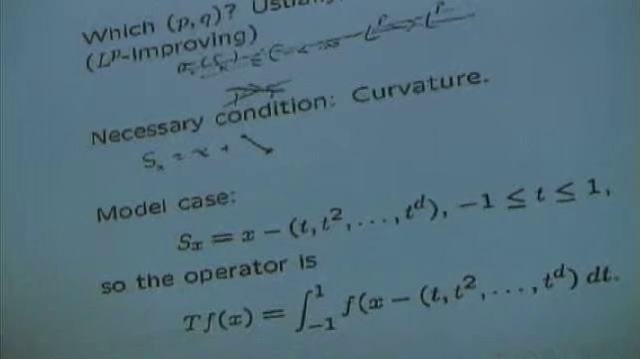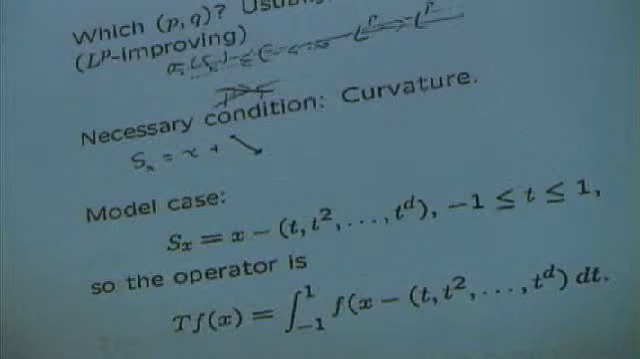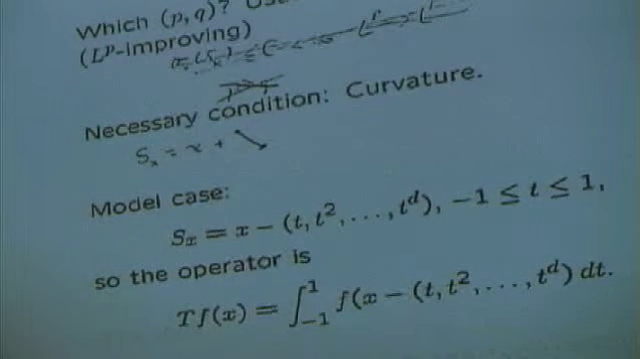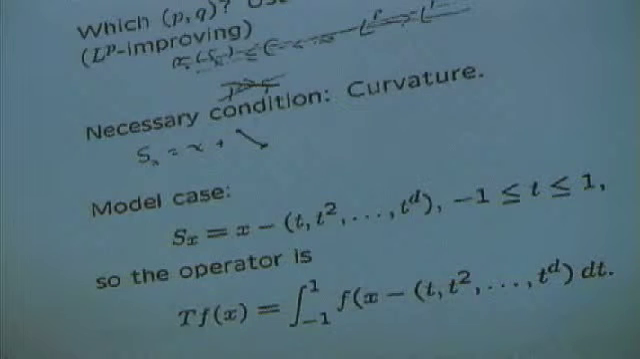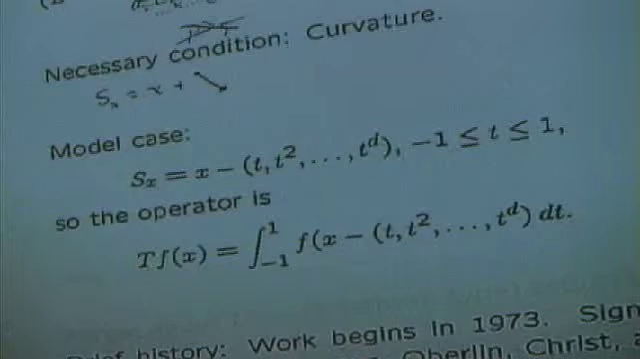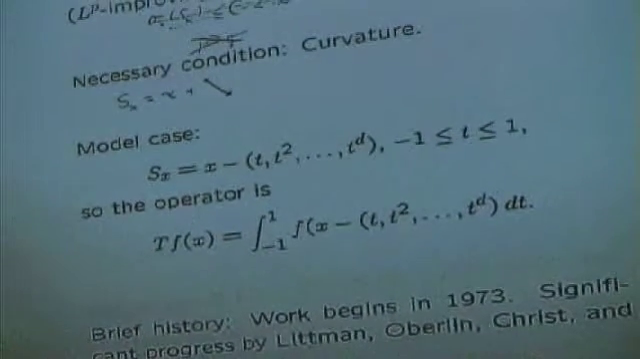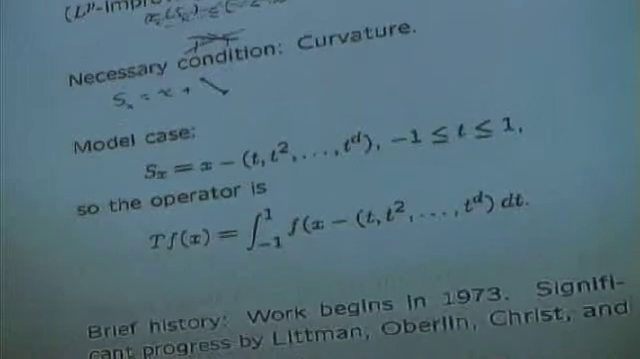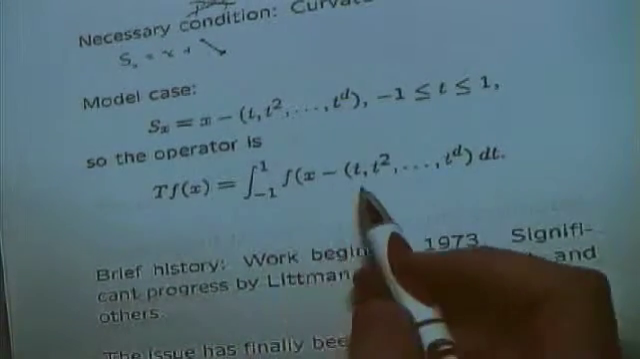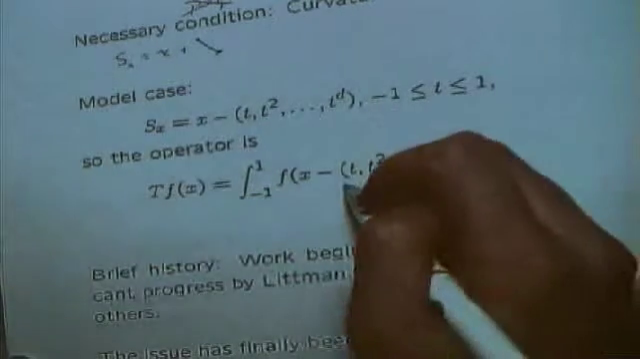Something else, you want your curve to actually be genuinely d-dimensional, and you want some higher order notion of curvature. The model case for this is the curve S_x equals x minus (t, t^2, ..., t^d). You can restrict t to the interval from -1 to 1. So this means that the operator is Tf of x equals the integral from -1 to 1 of f of x minus (t, t^2, ..., t^d) dt. This is sometimes called the moment curve.